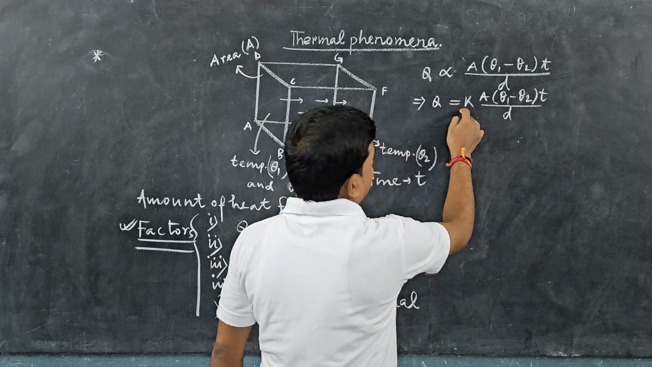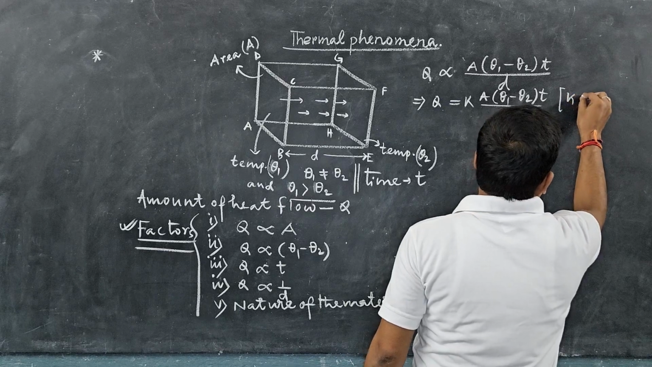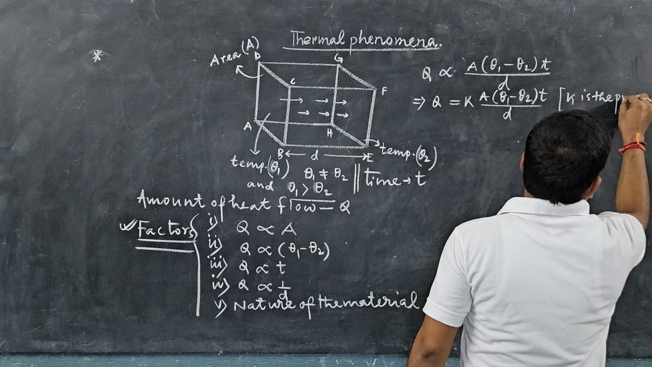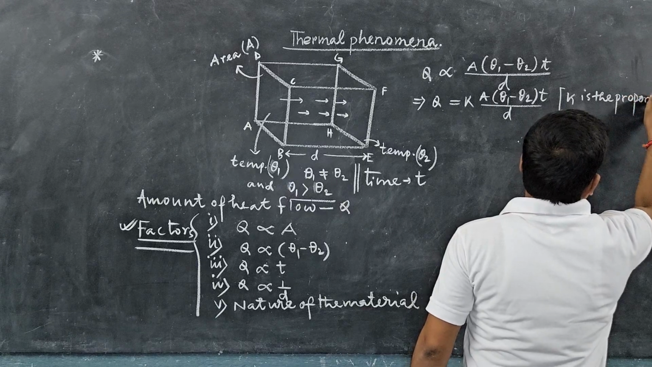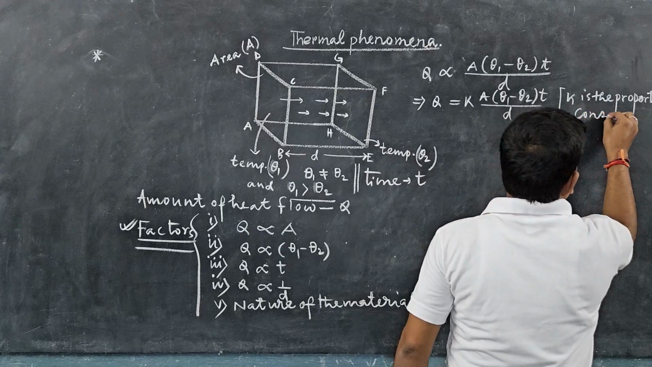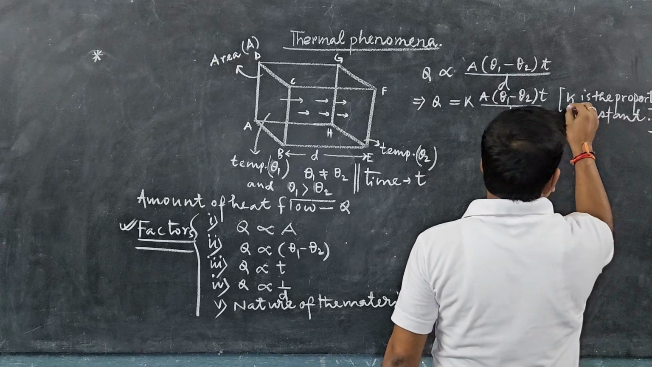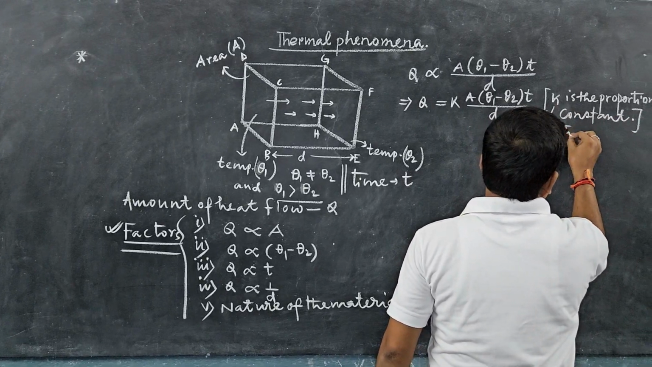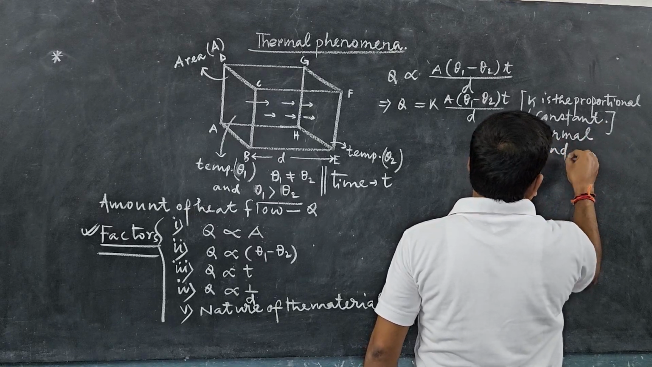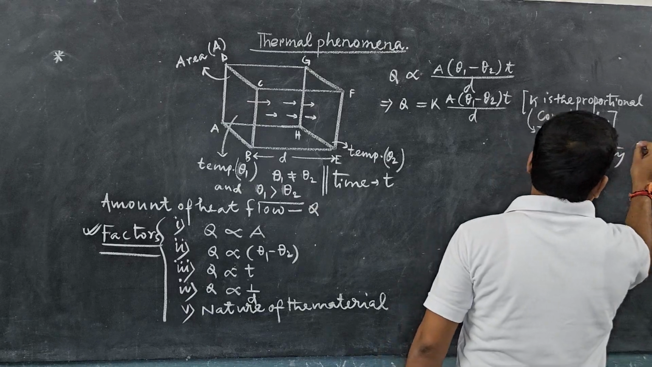This is the standard relation. Here K is the proportionality constant, and this K is called the thermal conductivity of the material.